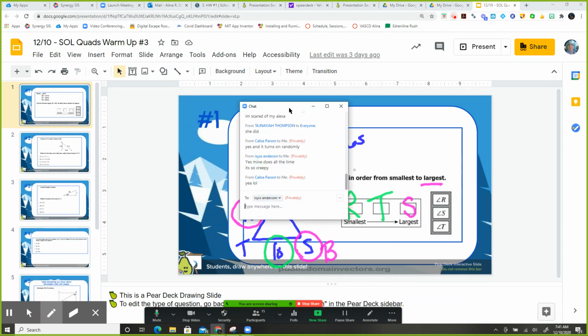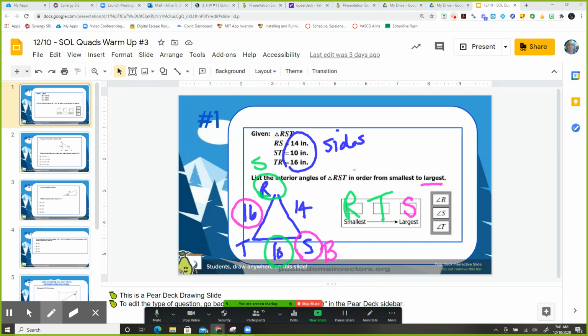So I'm going to see if I can put the link in the chat for you. My dog is going bananas. Did Seb make it in? I tried to let him in. Seb, are you here? Oh, there you are. Boom.